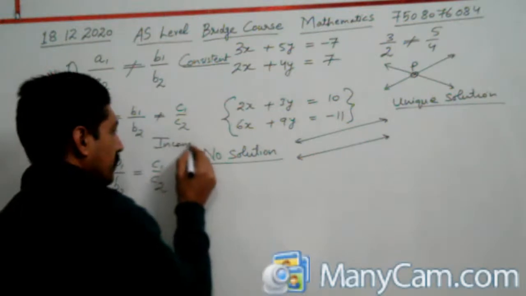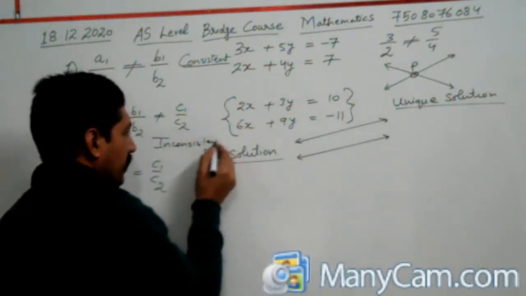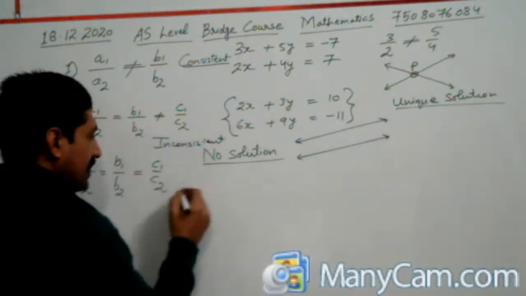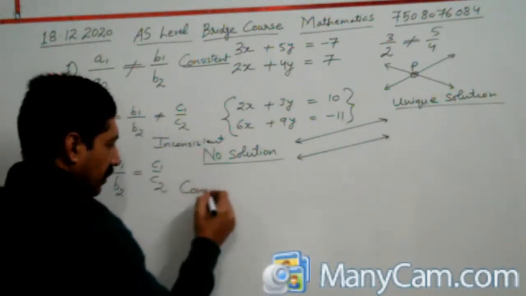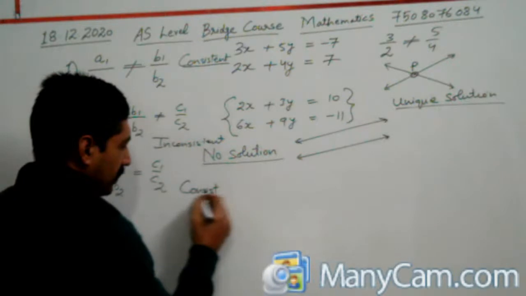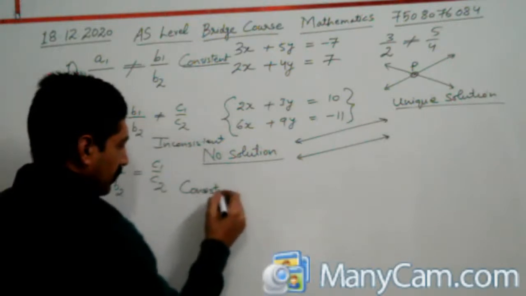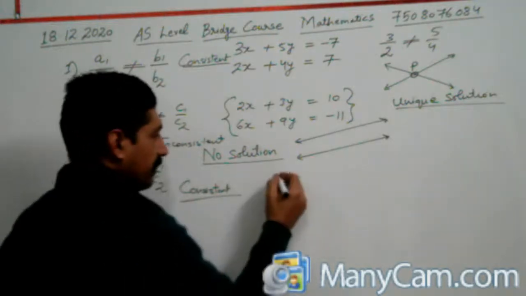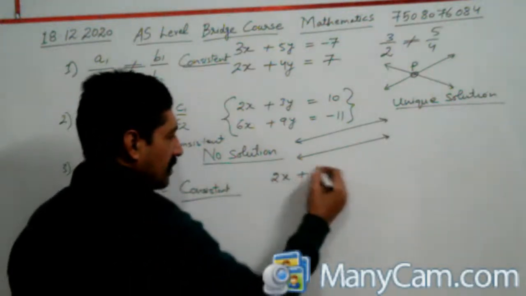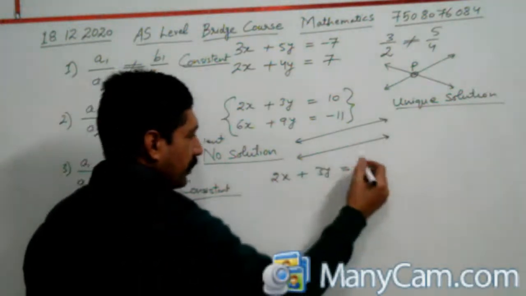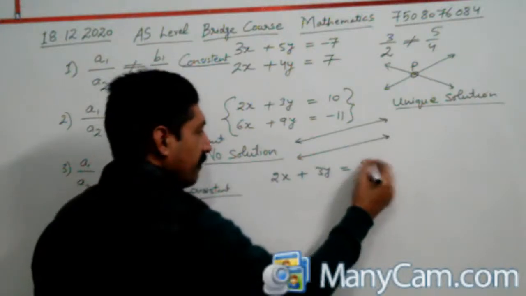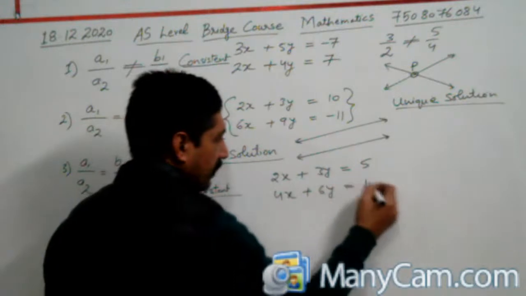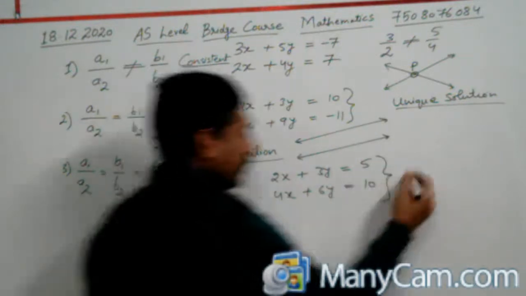Inconsistent. And the third one, I have already given one example here, and these are consistent, because they have infinitely many solutions. For example, if I am giving 2x plus 3y is equal to 5, and here 4x plus 6y is equal to 10, so these are consistent.